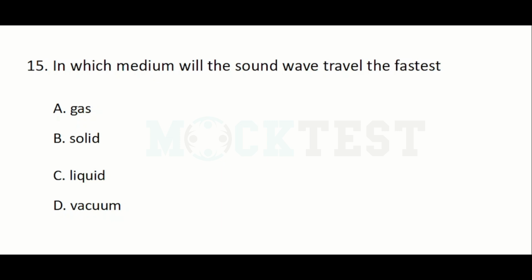In which medium will the sound wave travel the fastest? Option A gas, option B solid, option C liquid, option D vacuum. Answer is option B solid.